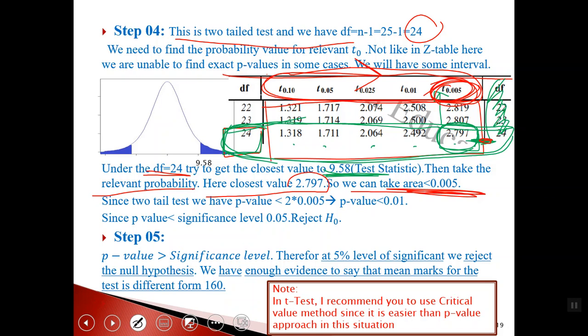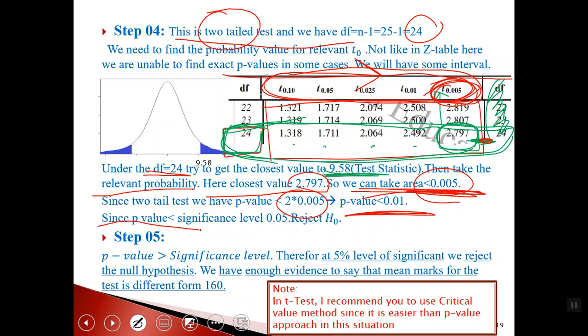So we have p-value 0.005, but how do we calculate the p-value? This is a two-tail test, so 2 times 0.005. Your p-value is less than 0.01. Why less than? Because your real area is not 0.005. It is less than that value. So your p-value is less than 0.01.